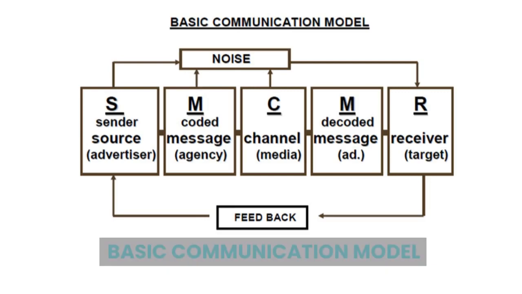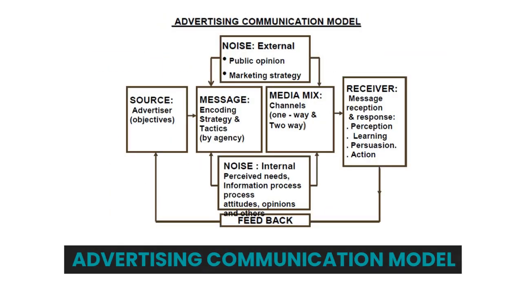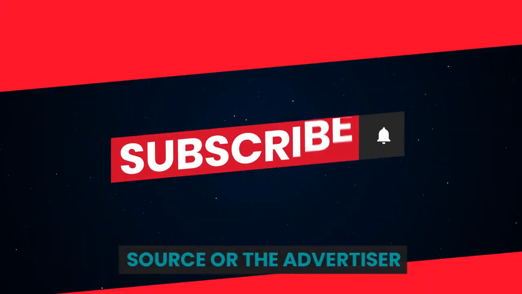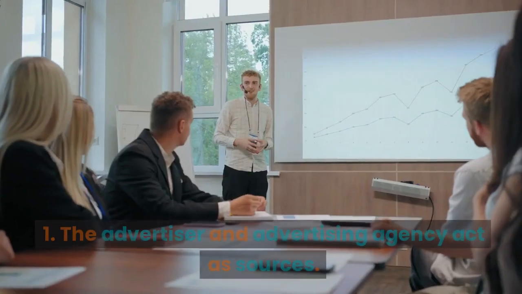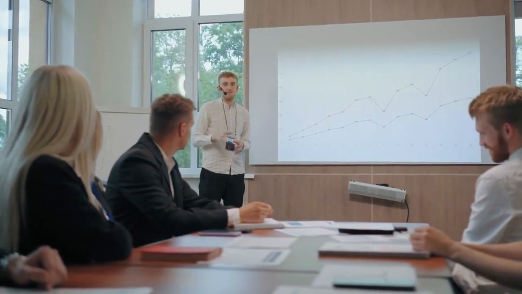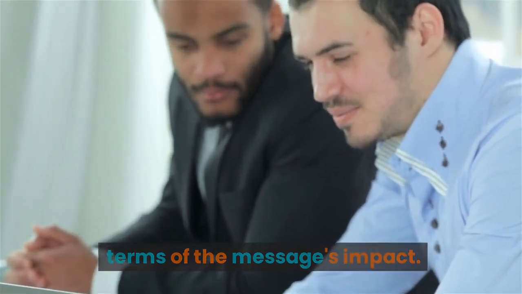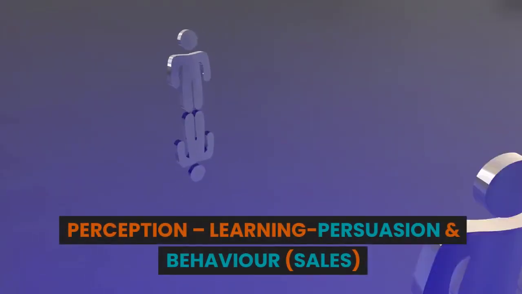Basic communication model. Two-way communication model. Advertising communication model. Source or the advertiser. 1. The advertiser and advertising agency act as sources. 2. They establish campaign objectives in terms of the message's impact. Effects include perception, learning, persuasion and behavior, sales.